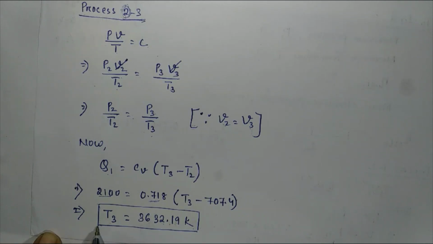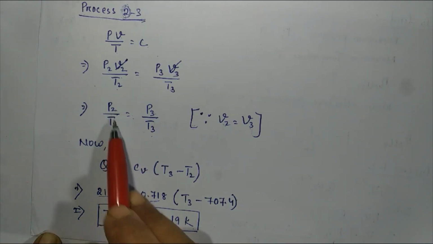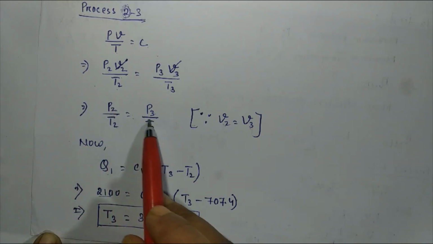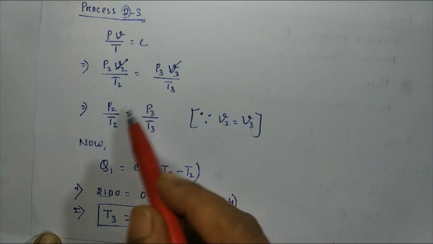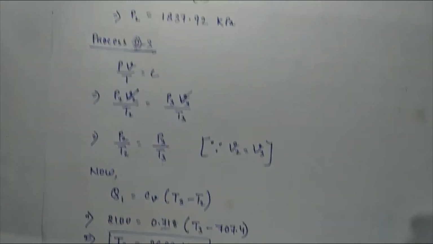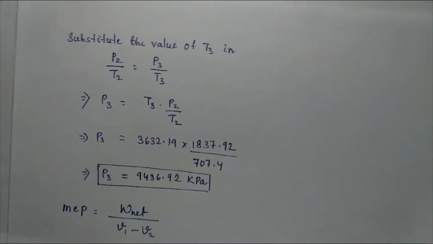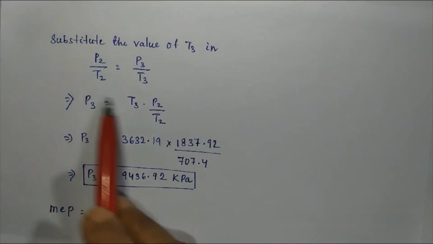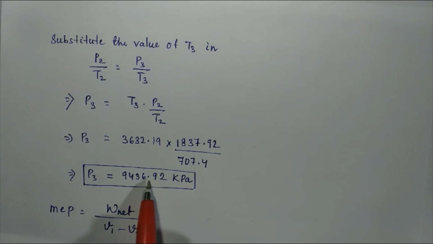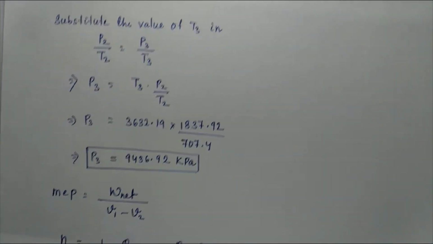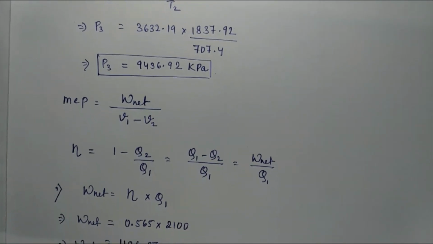So we can substitute this value here in P2 by T2 equal to P3 by T3. So we have P2, T2 and T3. After substituting the value of T3 here, we get the value of P3. So here you see, we substitute all the values and we get the value of P3 to be 9436.92 kilopascal.